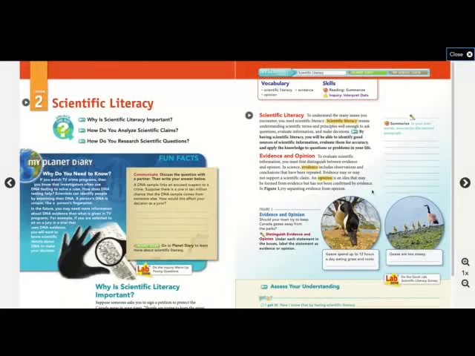Today we're going to be focusing on scientific literacy, and this is lesson 2 of chapter 2 in your yellow Pearson science book. And our essential questions for this lesson are: why is scientific literacy important? How do you analyze scientific claims? How do you research scientific questions? And we're going to start with a fun fact.